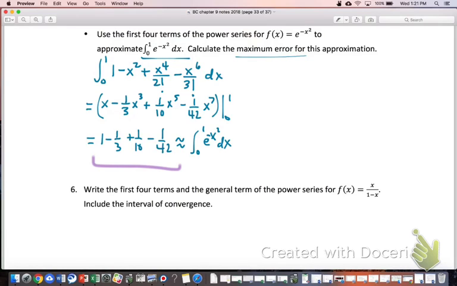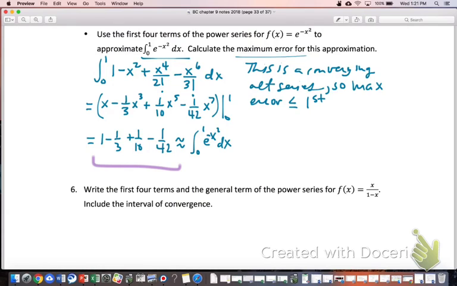So I would say something like this. Referencing what we just have there, this is a converging alternating series. So max error is less than or equal to the absolute value of the first neglected term. Yep. I was going to show you some symbols in a second, but that's the concept. We're looking for that first neglected term.